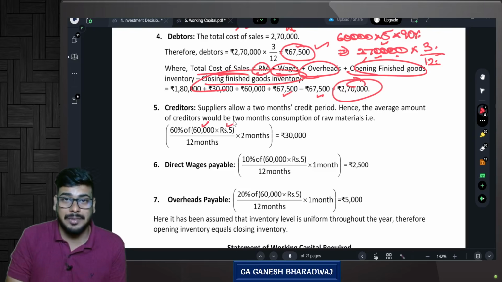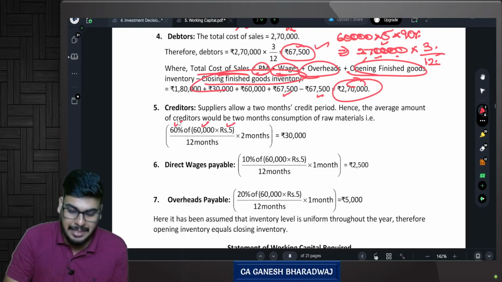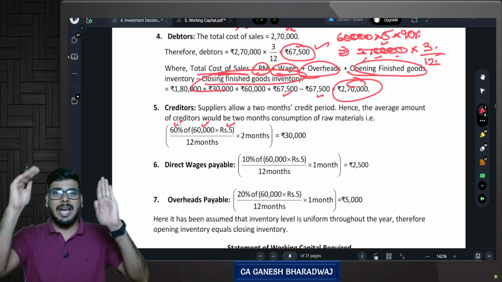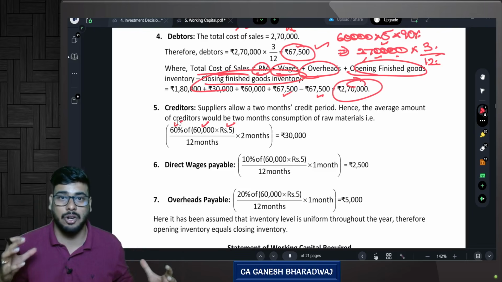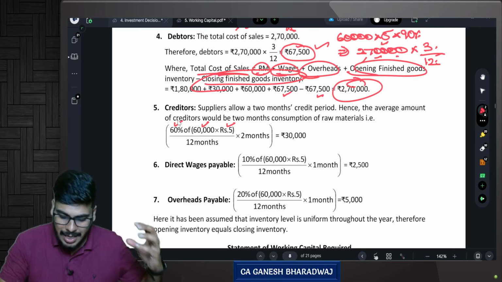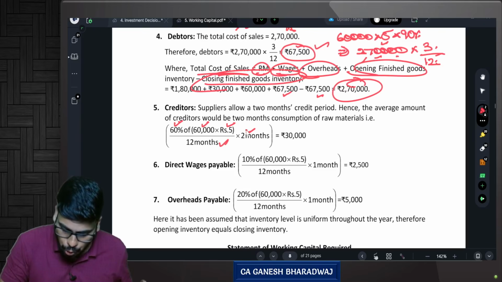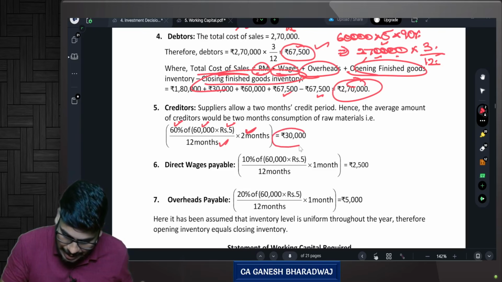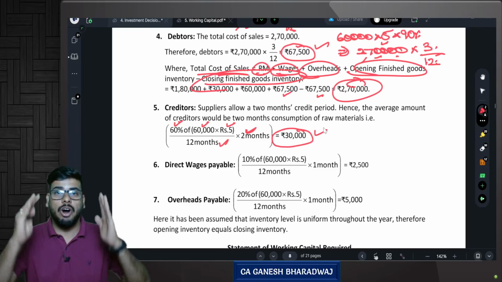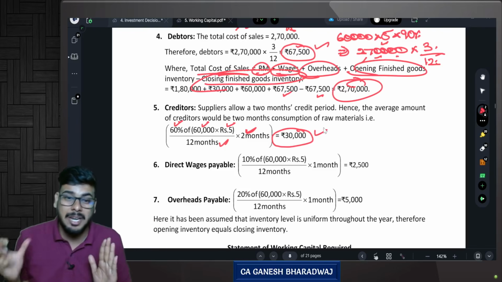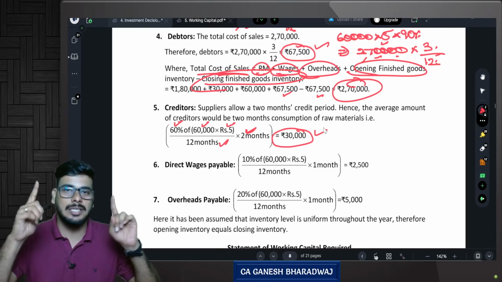60,000 into 5, that is your total sales. 60% of my annual sales is the overall purchase raw material cost, correct or not? Yes, on that, 2 months equivalent credit they are giving me. So into 2 by 12, that is indirectly 30,000 rupees of my gross working capital is being funded by my creditors. Are you clear with this?